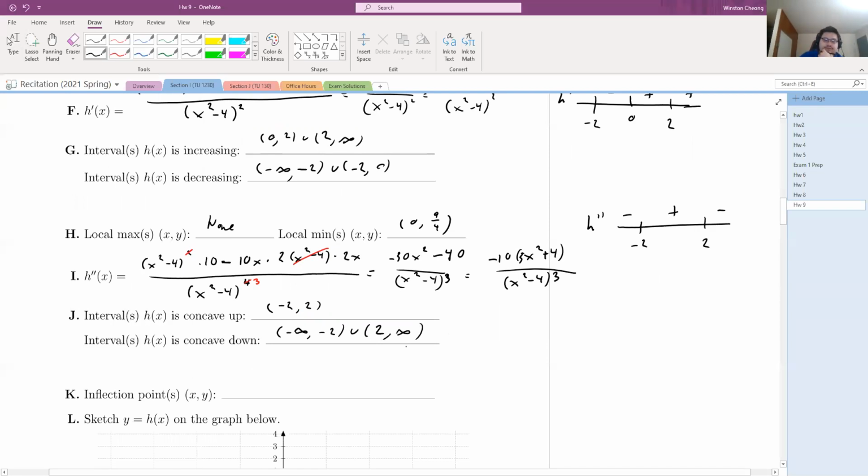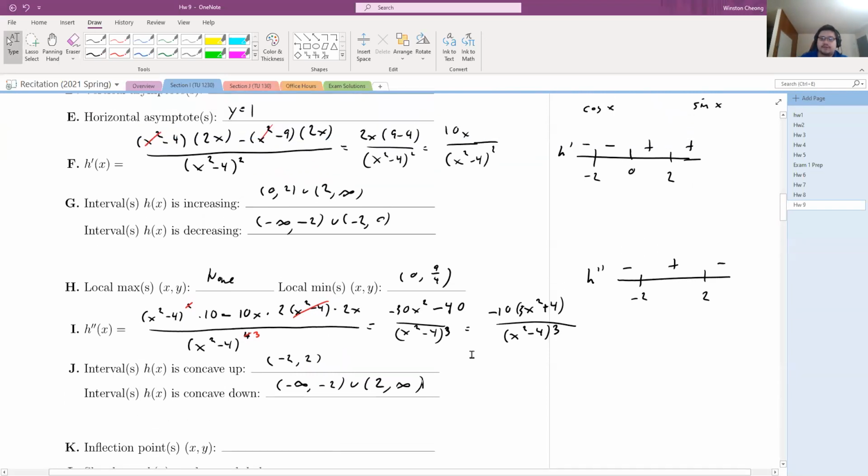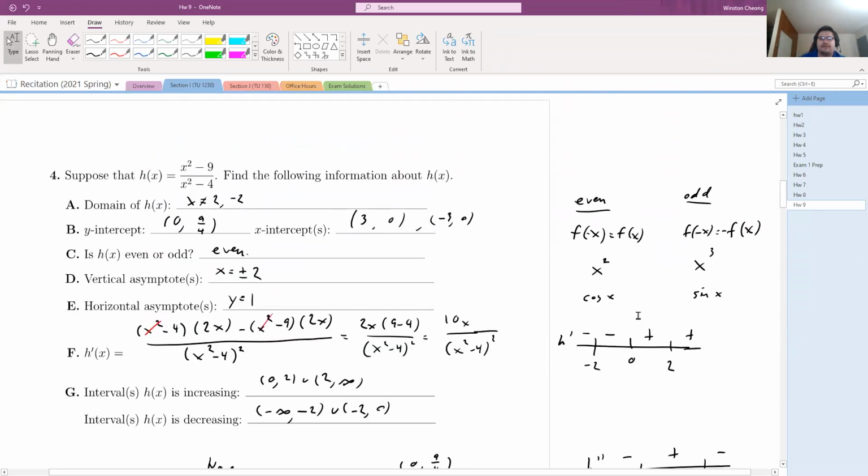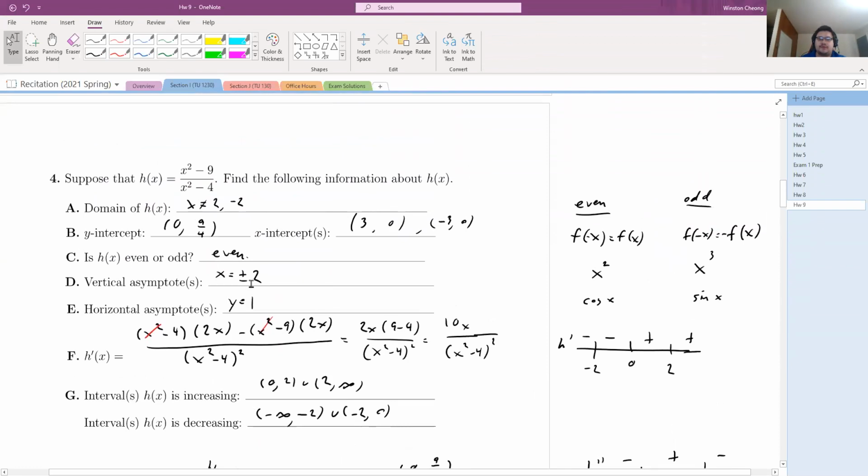And lastly, inflection points. This is one of the more subtle things. You would want to say that the inflection points are at -2 and 2 because the concavity changes there. But when you look back on your function, you realize that -2 and 2 are vertical asymptotes, which means you can't actually plug in -2 and 2 into the function.